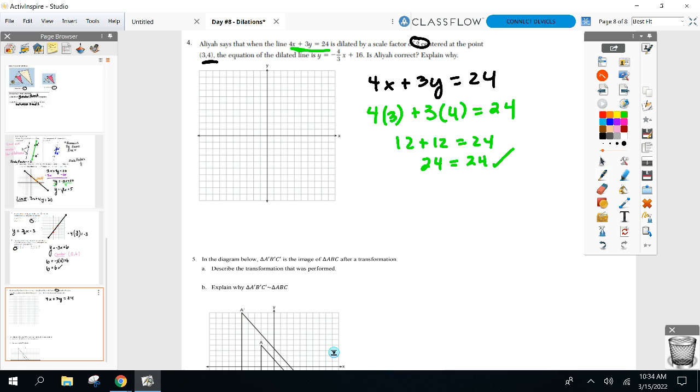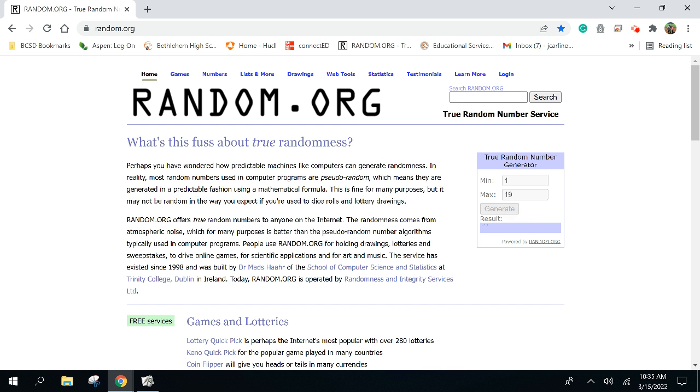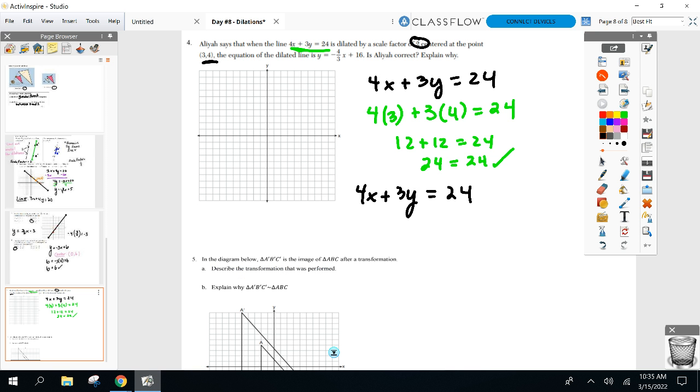Well, I don't know if she's right or wrong yet, right? Because she did it in y equals form. I don't know. She might be right. We got to put it in y equals form to see if she's actually right or not. So let's go 4x plus 3y equals 24. All right, let's put it in y equals form because we know our answer should be the same line. A little help doing that for me. First step.